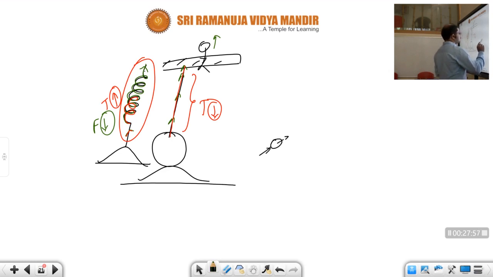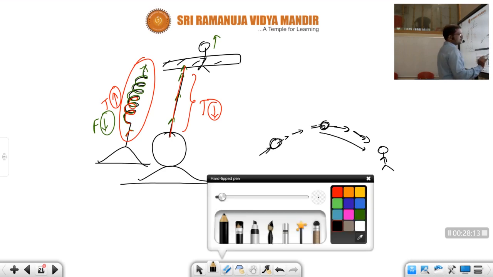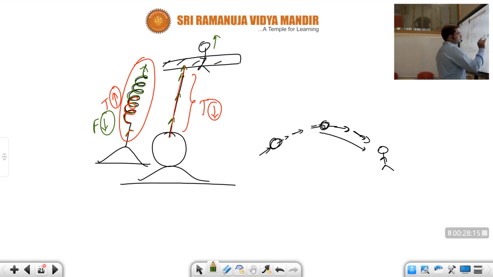Here, with some force, you projected the ball. And while going, it will go to some highest point and again reach some other person. While it is reaching this other person, what will happen, children? The momentum will change. The momentum of this ball will change from starting to ending.